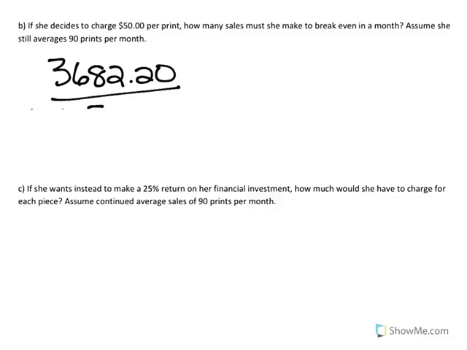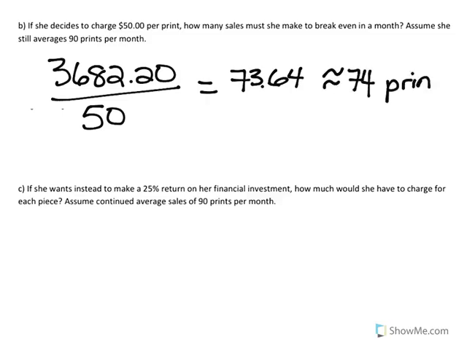If she divides it by 50, that's how much she's charging, she gets 73.64. So what that means is that at 74 prints, she starts making money. If I take 90, her average, 90 minus 74 is 16. That means that 16 of her prints are 100% profit.